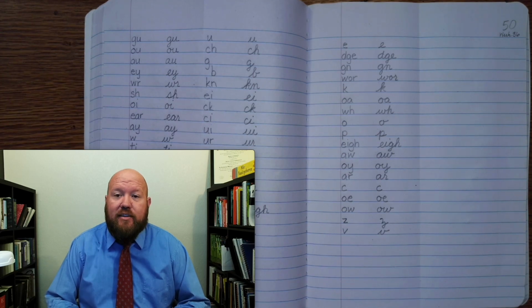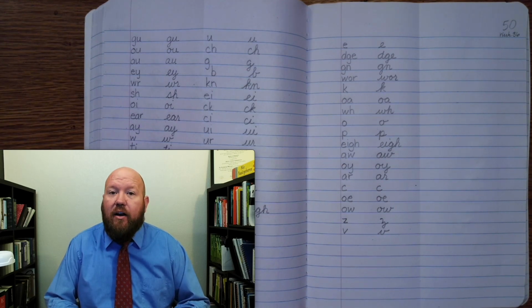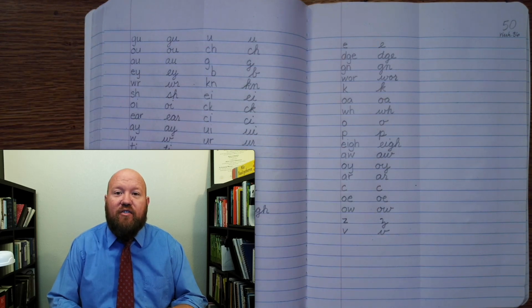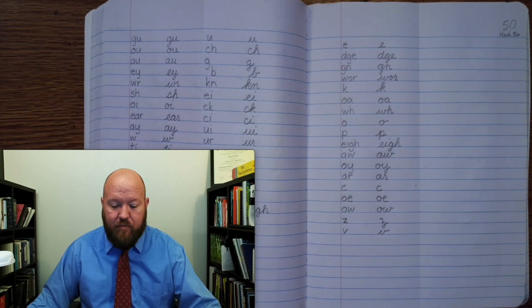If you didn't, that's okay. Just put a line through it and put the correct answer beside it. That way you'll know which ones you need to study. I'll write them twice. I'll write it first in manuscript for first and second, and then in cursive for third through fifth. All right, the first one is kss.